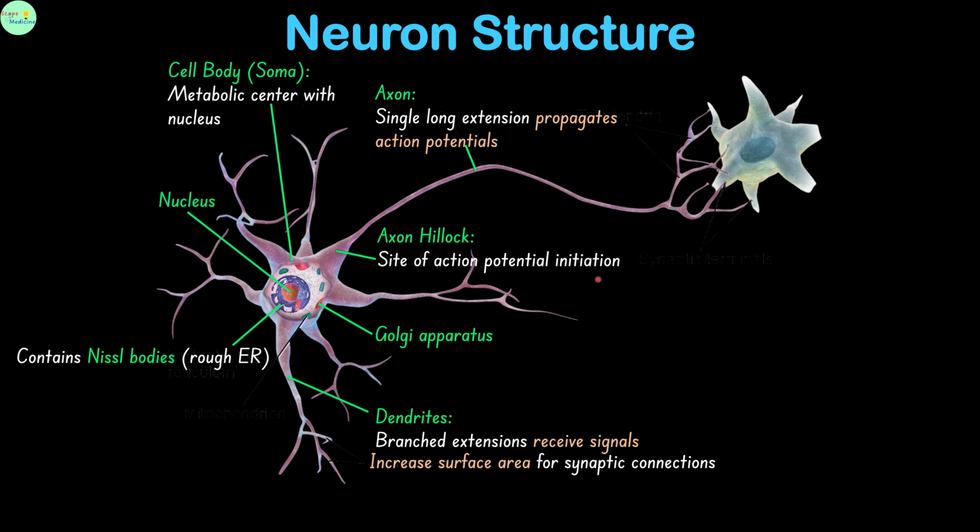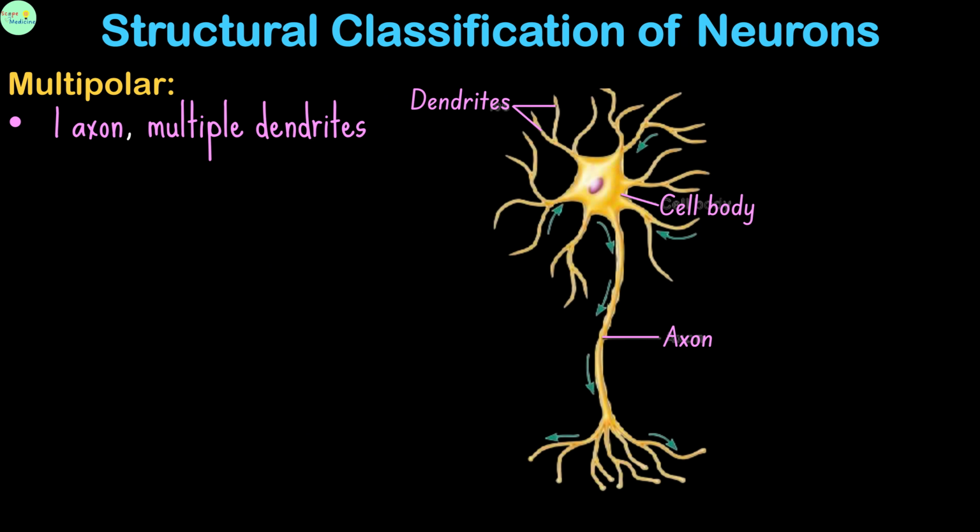At its far end, the axon typically branches into numerous fine terminals called axon terminals, or terminal boutons. These swollen endings form the presynaptic part of connections called synapses and are packed with vesicles containing neurotransmitter chemicals. Neurons are classified structurally based on the number of cytoplasmic processes, or neurites, extending from their cell body.